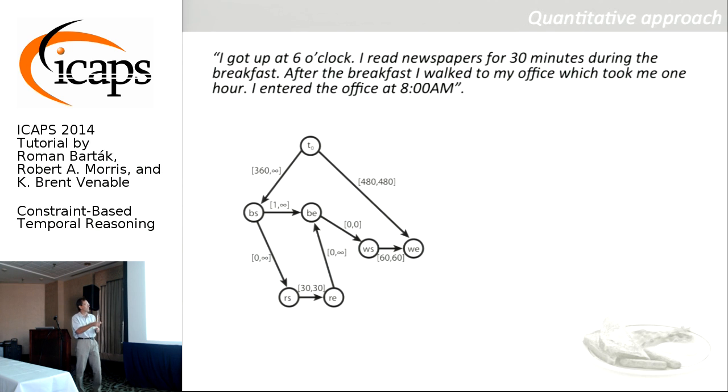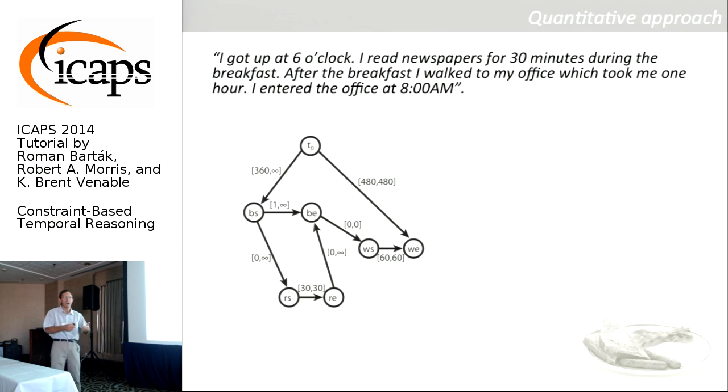This time is some beginning of time. In this case, I use midnight to describe relations like I got up at 6 o'clock, which actually means I got up 6 hours after midnight. So I have this time point describing the midnight, and that's the minimum time in minutes, 360 minutes. I don't know what's the upper bound, but I know that I entered the office at 8 a.m., which is 480 minutes from midnight. I hope it's correct. Okay, so that's the problem.